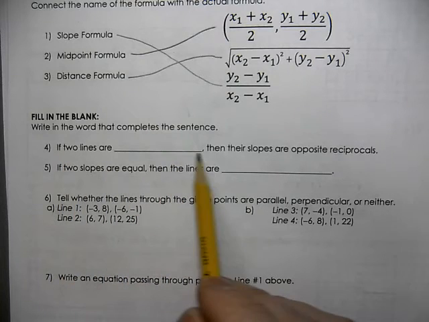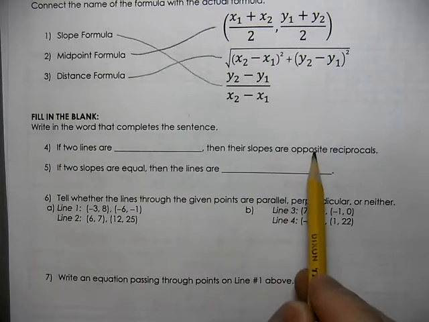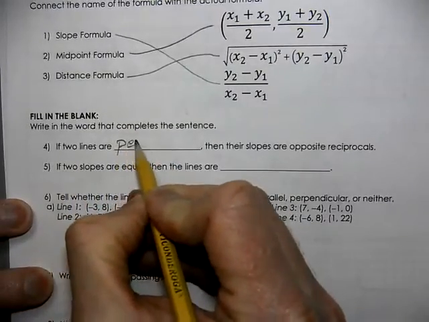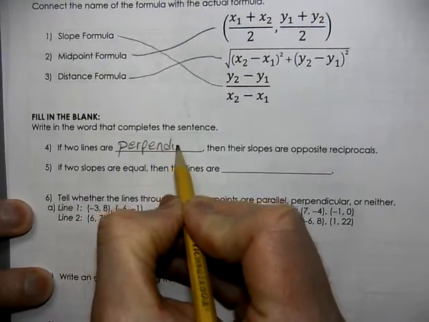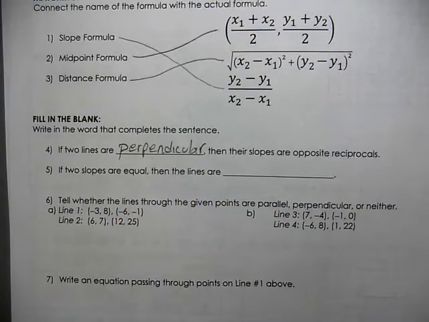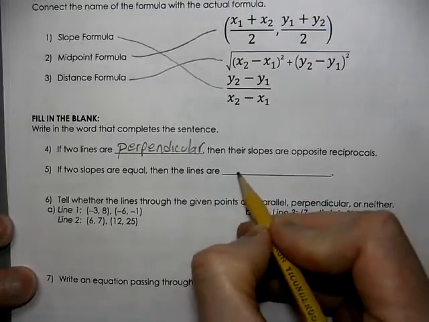If two lines are perpendicular, then their slopes are opposite reciprocals. If two slopes are equal, then the lines are parallel.